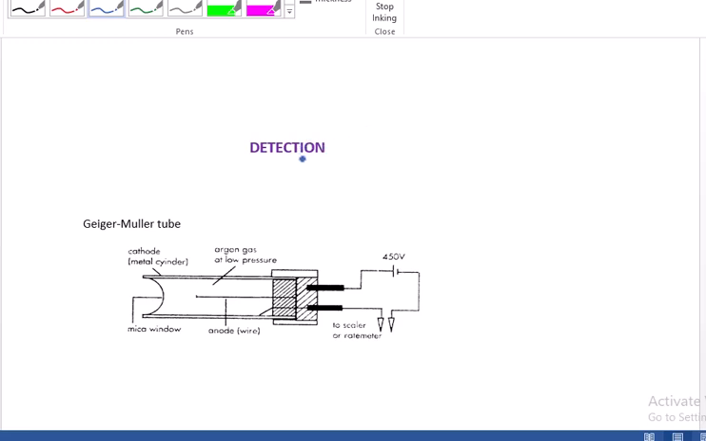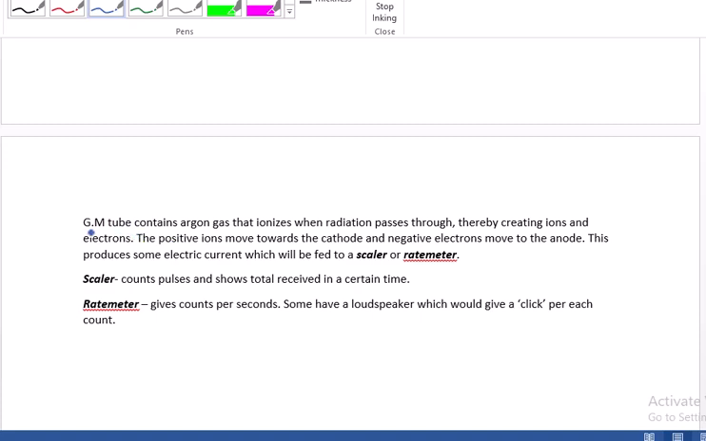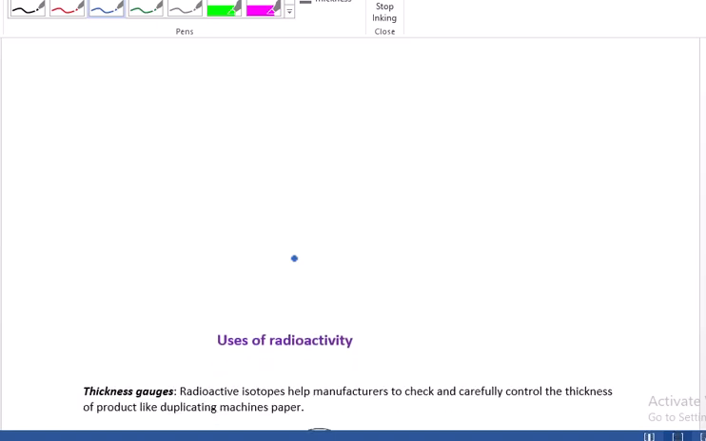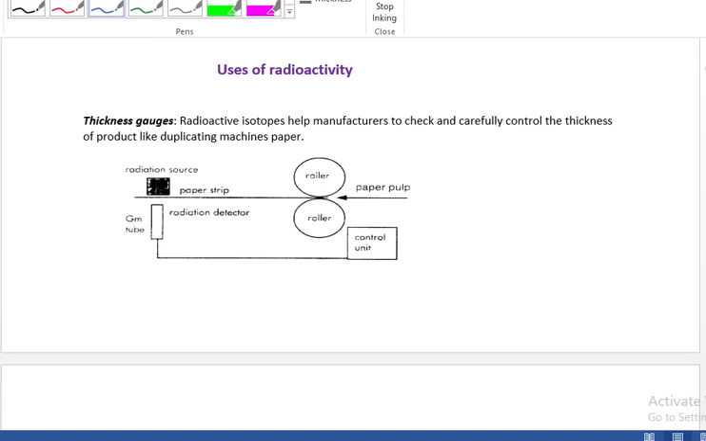We are starting from uses of radiation. We'll briefly mention detection. Detection, as I pointed out in the previous lesson, we detect radiation with a GM tube. We just call it a GM tube, right? It is used to detect radiation. At our level we learn the uses of radiation.